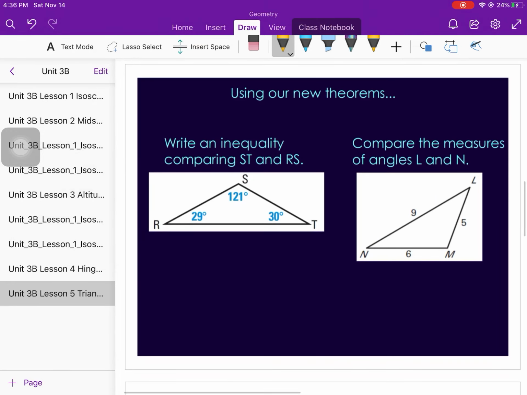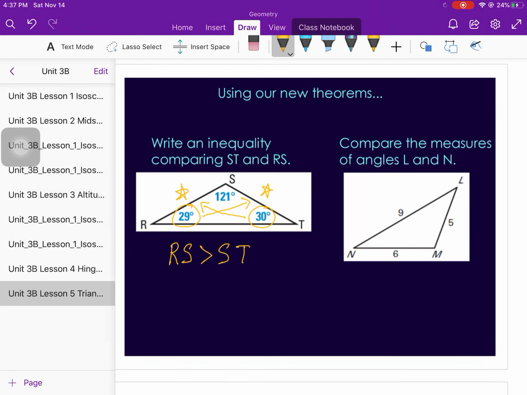All right, so let's actually look at these, see if we can come up with some conclusions to write an inequality. Write an inequality comparing ST and RS. So here's ST, is this side over here, and then we got RS over here. We're trying to decide which of the two is bigger. Well, now we need to look at the angles because we can't tell visually. They look almost identical. Notice that the angles opposite of those sides are 29 and 30. Since 30 is bigger, look for the side that is across from it, which would be RS. RS has to be greater than the side opposite of the 29, which is ST.